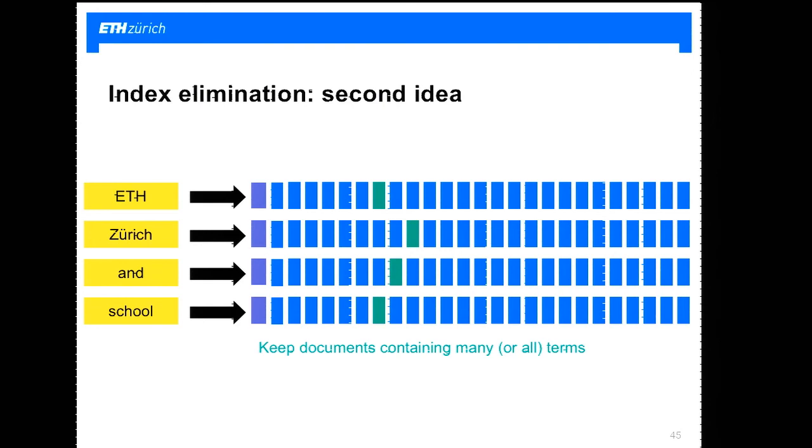Maybe there's going to be documents, nicely sorted by document ID here. Maybe this document here has all four terms. This is a very good document, right? It has all four terms. Probably it's going to be a good candidate to return. But maybe we are going to have some documents that only contain one term. Maybe just this one. It's a stop word, not really surprising. So we drop the documents containing only a few terms, and that's it.